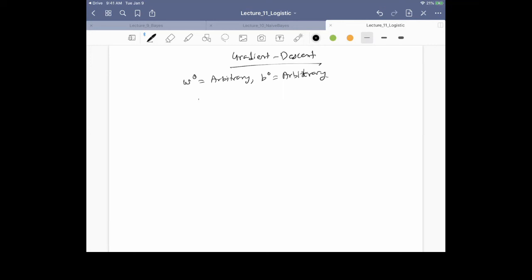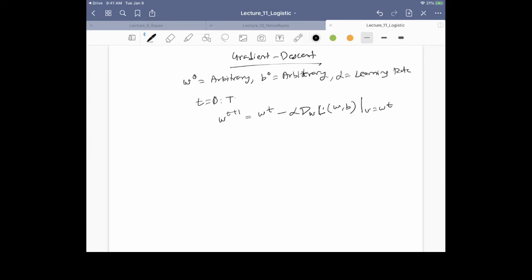And then what I do is that for epochs from 1 to t, I assume that I have a learning rate alpha equal to the learning rate. What I do is that I set w_{t+1} to be equal to w_t. So actually say I start with 0, right? So this is w_t minus alpha multiplied by the gradient with respect to w of L of w comma b evaluated at w equal to w_t.